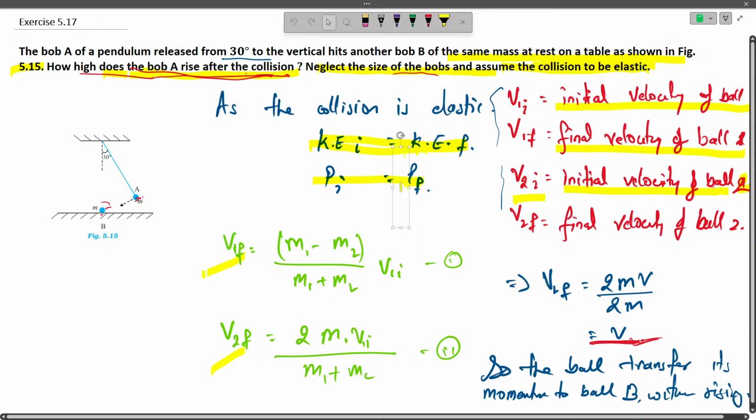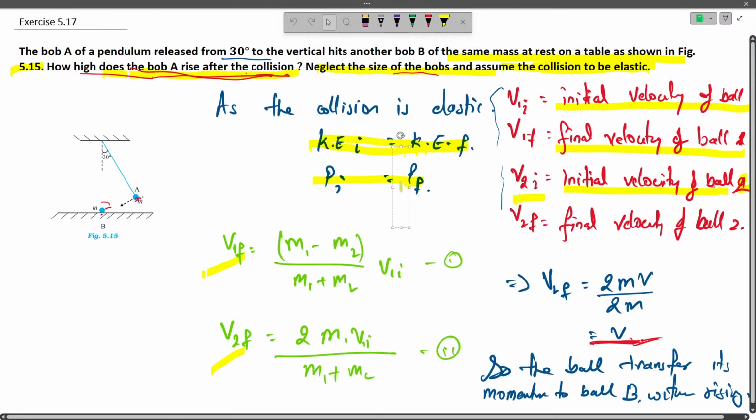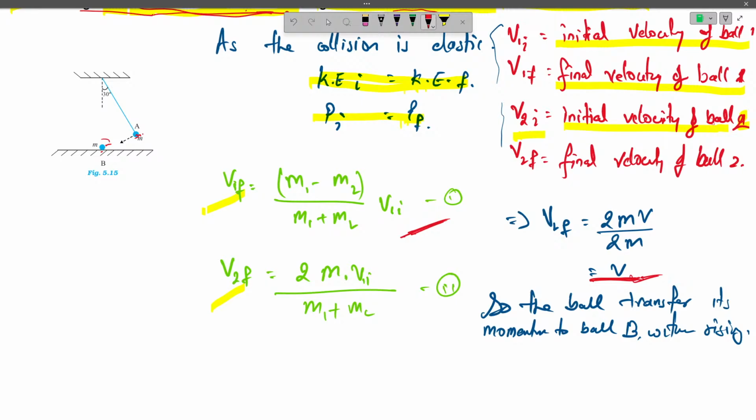In an elastic collision, we know that the initial kinetic energy equals the final kinetic energy, and the initial momentum equals the final momentum. From this we can find the final velocities v1 and v2, and we see that ball A will be at rest, and the mass that was initially at rest will continue to move with the speed imparted by ball A. These two formulas should be remembered.